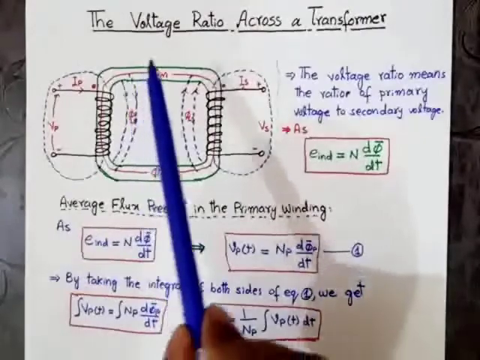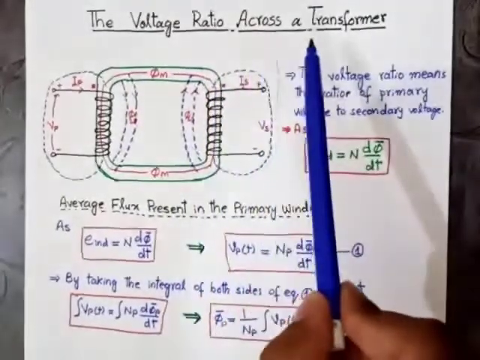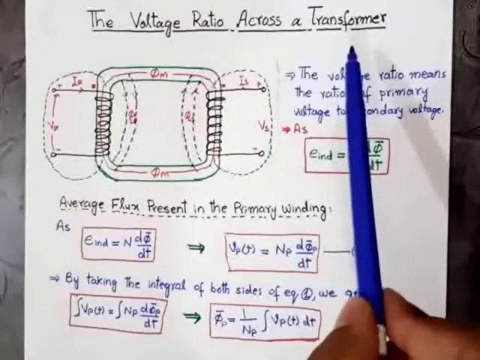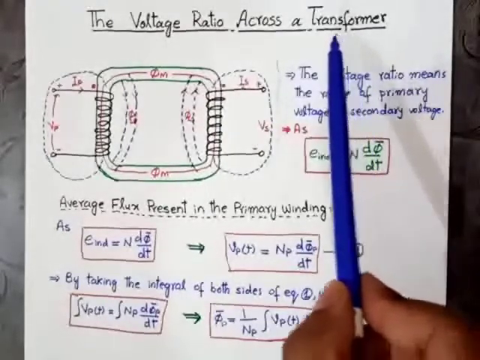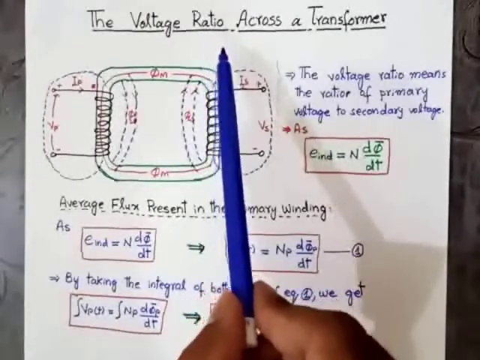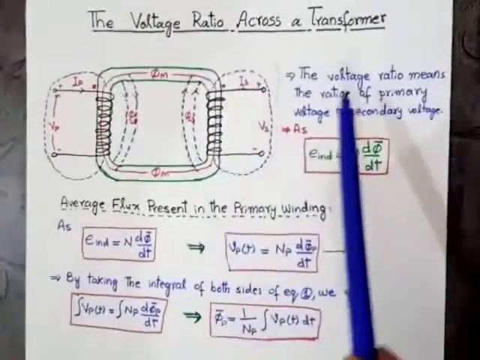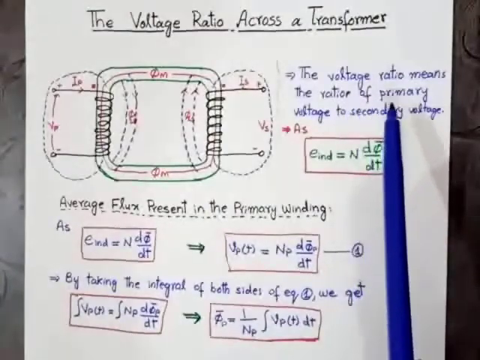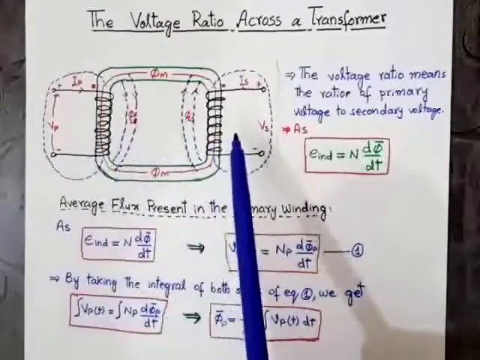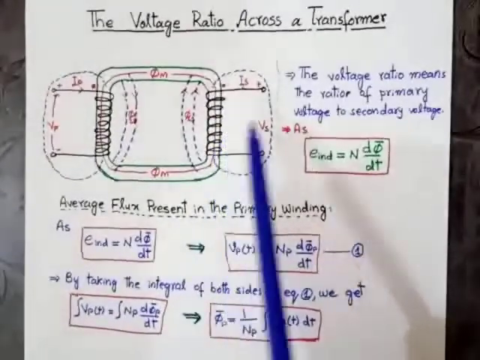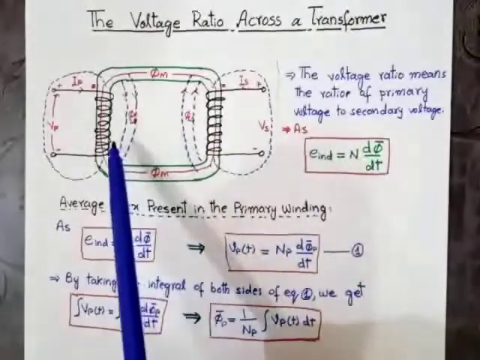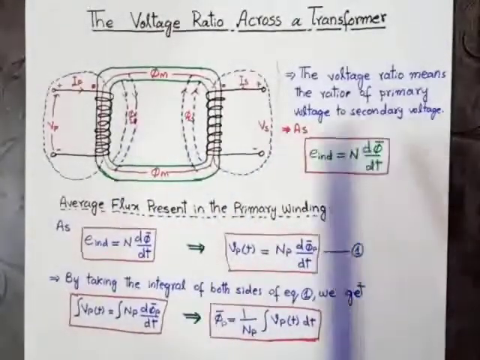Now we will discuss the voltage ratio across a transformer, and we will also derive the voltage ratio formula across the transformer. The voltage ratio means the ratio of the primary voltage, this is the primary winding and this is the secondary winding, to the secondary voltage.